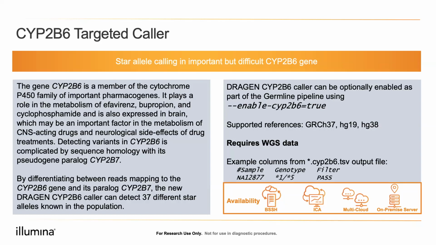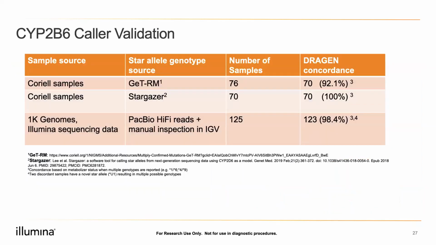So it can be turned on with this simple flag, enable CYP2B6 true. It supports GRCh37, hg19, and hg38. It does require WGS data similar to the other DRAGEN targeted callers. And it's available across the different deployments of DRAGEN. Here again, you can see that across different sample types, we have high concordance to existing methods, including 100% concordance to Stargazer on 7D Coriell samples.